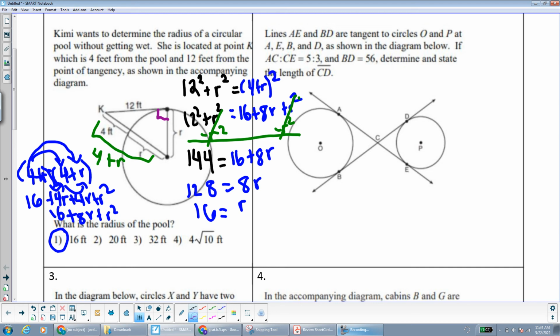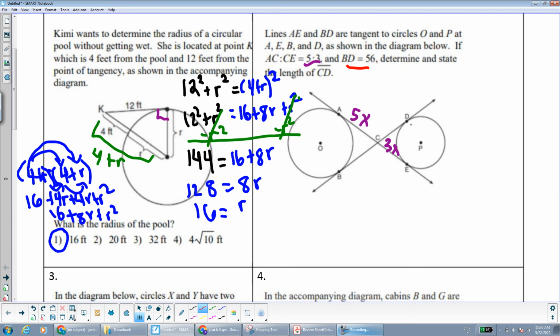For question number 2, we are told that lines AE and BD are tangent to the two circles in the picture. We know the ratio from AC to CE is 5 to 3. So I can represent AC as 5x. Let me redo that. And I can represent CE as 3x. I know the whole length of BD is 56. And what we need to do is find the length of CD, this part over here, from C to D.